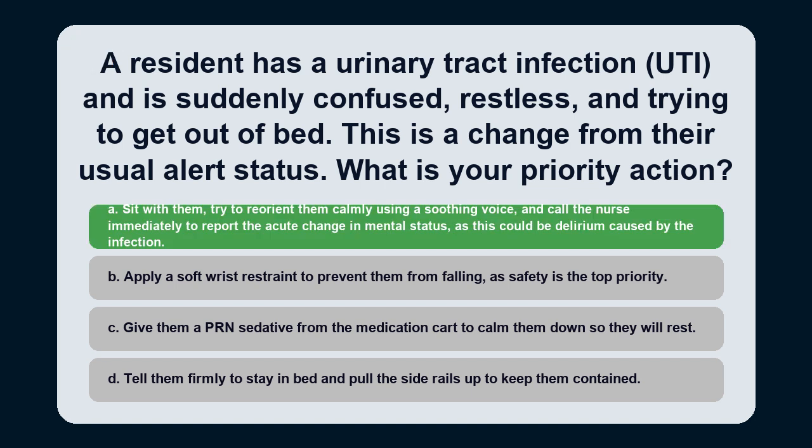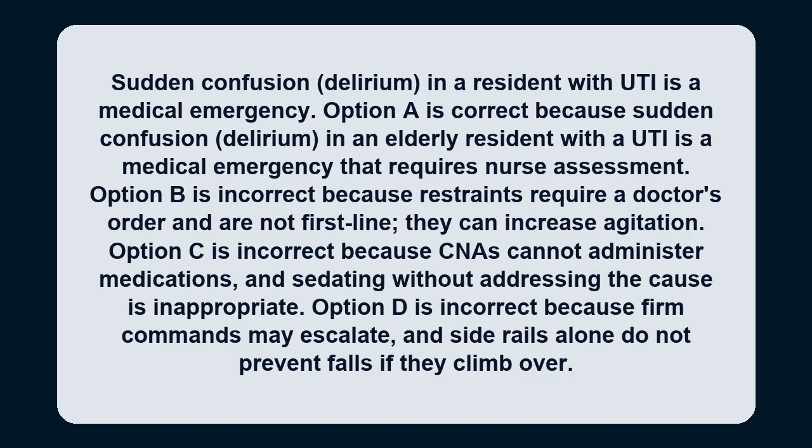The answer is A. Sudden confusion, delirium, in a resident with UTI is a medical emergency. Option A is correct because sudden confusion, delirium, in an elderly resident with a UTI is a medical emergency that requires nurse assessment. Option B is incorrect because restraints require a doctor's order and are not first line. They can increase agitation. Option C is incorrect because CNAs cannot administer medications, and sedating without addressing the cause is inappropriate. Option D is incorrect because firm commands may escalate, and side rails alone do not prevent falls if they climb over.